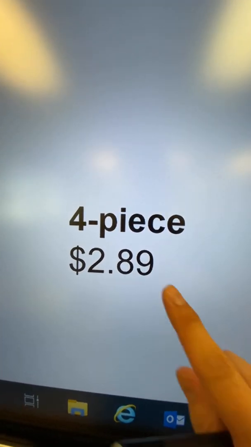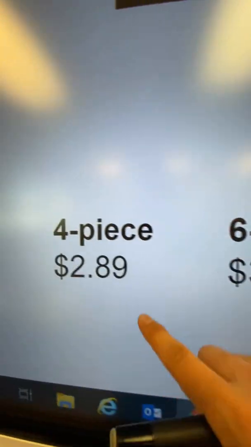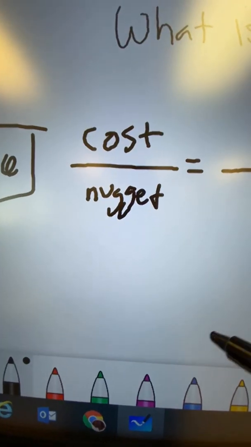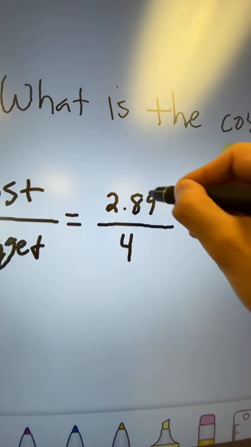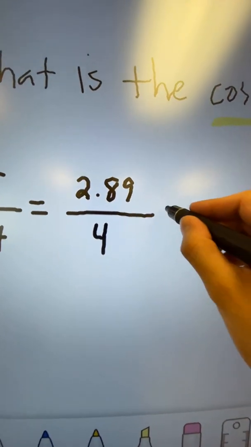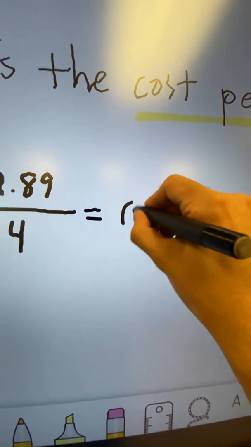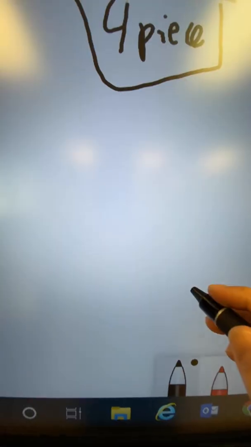So all you're going to do is go back to each of these different cases, and figure out the cost per nugget by taking the cost, dividing it by the number of nuggets. So I want to do that right now. So we know that 4 nuggets cost $2.89. So again, the cost per nugget, cost up top, nuggets on the bottom. And when we divide this out, we're going to get 72 cents. So that's the cost for each nugget in a 4-piece.